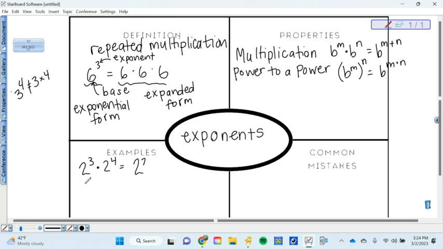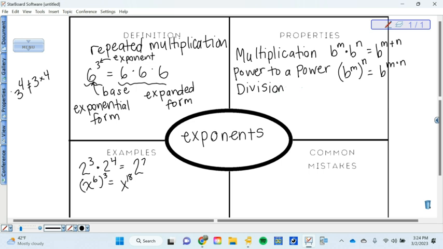So if I have x to the 6th raised to the 3rd power, what do I end up with? X to the 18th, good. Okay, and then what was the 3rd property we learned about? Division.